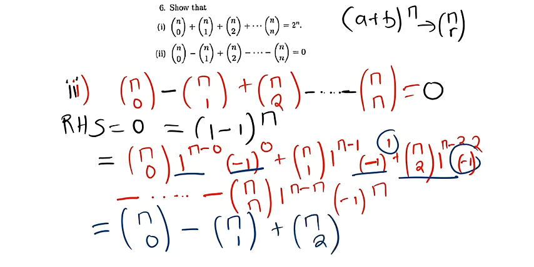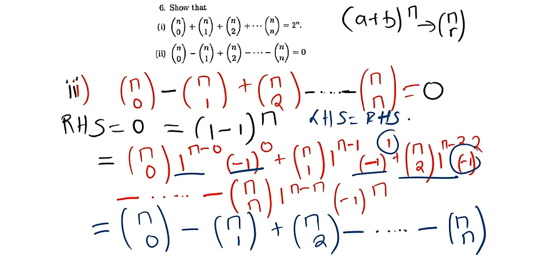Now the next number, after the third term, is going to be a 3, which is an odd number, and a negative 1 raised to that number gives us a negative, and this will continue swapping. That's what this implies, negative dot dot negative, and then n choose n. So now you can see that the right hand side is equal to the left hand side. And so that's it for question 6.